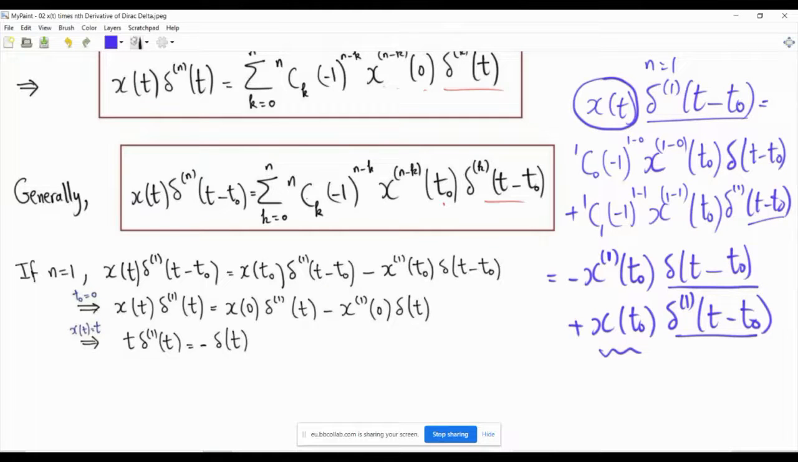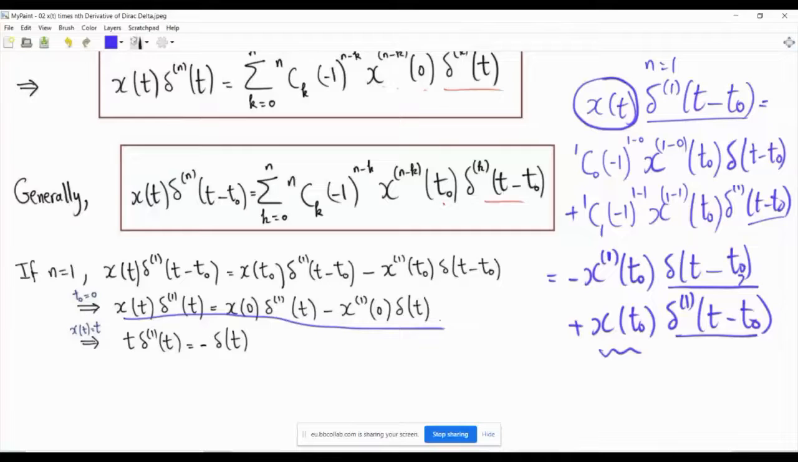If n is equal to 2, then you will have three terms, right? Because k now will go from 0 to 2, so you need to have k equals 0, k equals 1, k equals 2, and so forth. Okay, and basically, if t0 is 0, then this is what you get here.